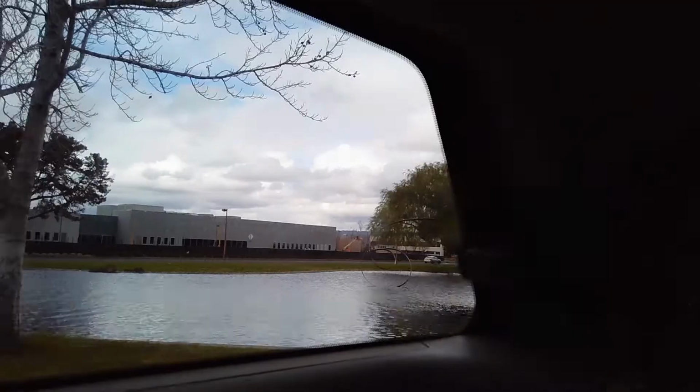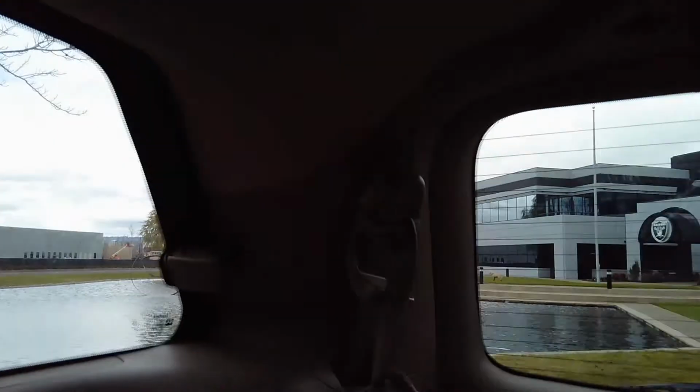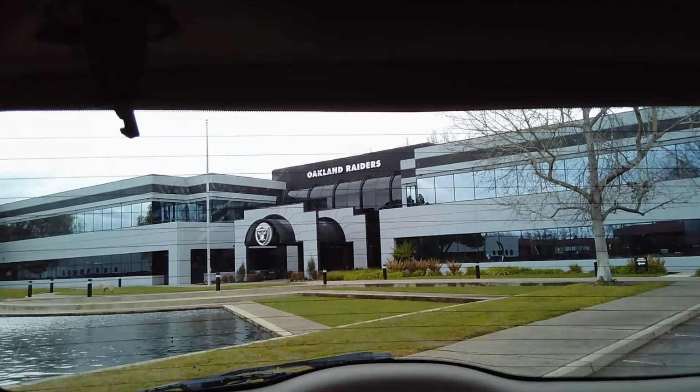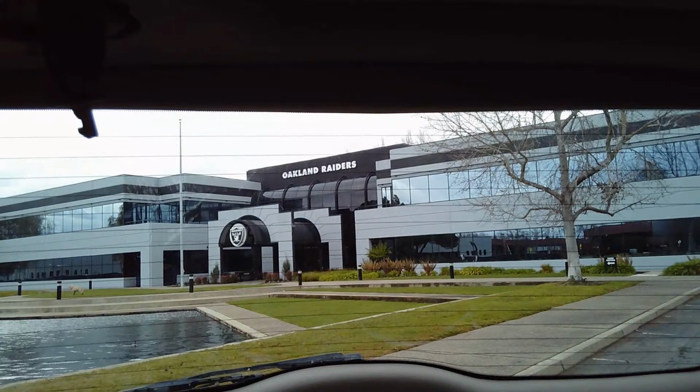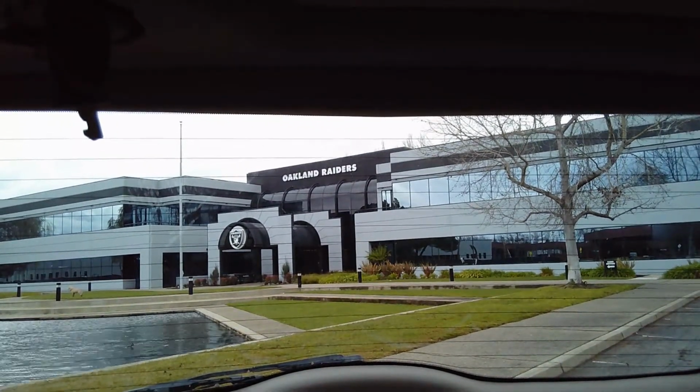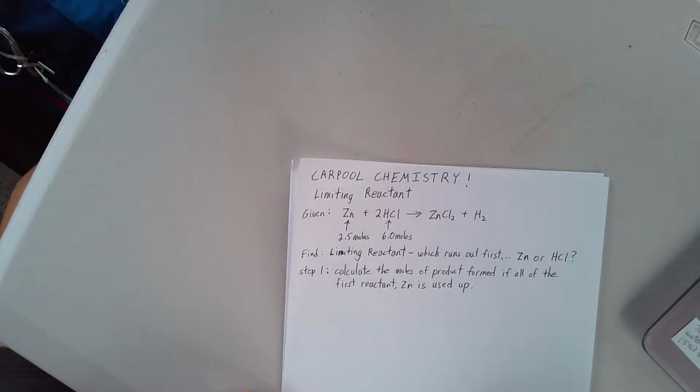At the secret Oakland Raiders training facility. The Raiders football team comes here to practice on their secret training field, work out with weights, negotiate contracts, and hold press conferences. But we're here today to do some carpool chemistry.